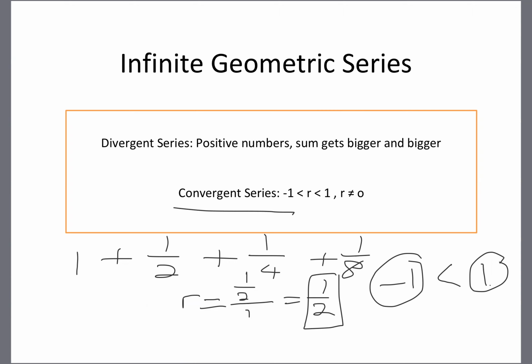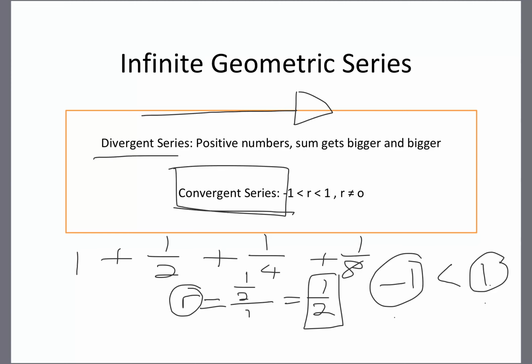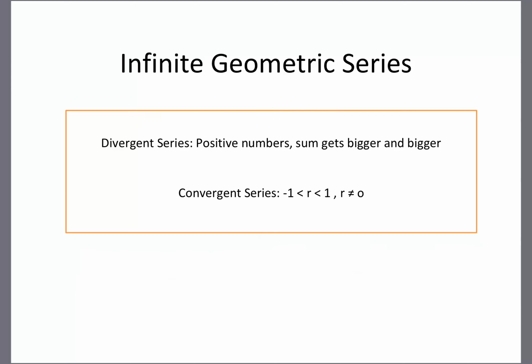Yes, ma'am. So we're going to do examples to explain this, but just keep this in mind, that if my R is between -1 and 1, then I have a convergent series. But if I only have positive numbers that are carrying on and getting bigger, then it's a divergent series. Okay. Okay, cool.